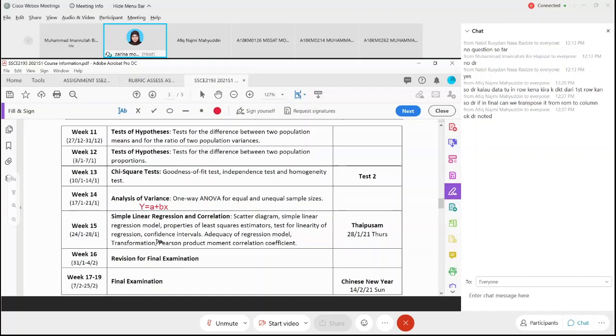Transformation, we don't really look into it. Sometimes when you have a linear regression model, it is not really linear, so to make it linear, you transform. Instead of talking about x alone, maybe you can make use of the exponential of x, but we don't look into that now. So you don't have to worry about transformation.